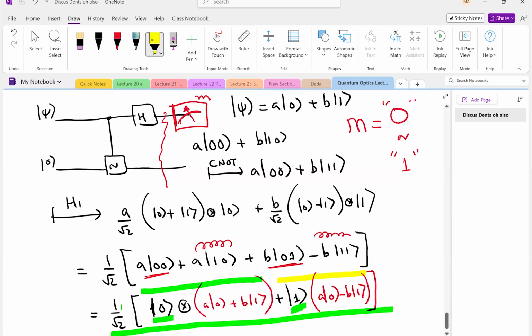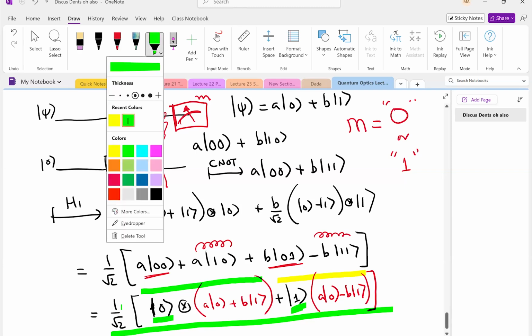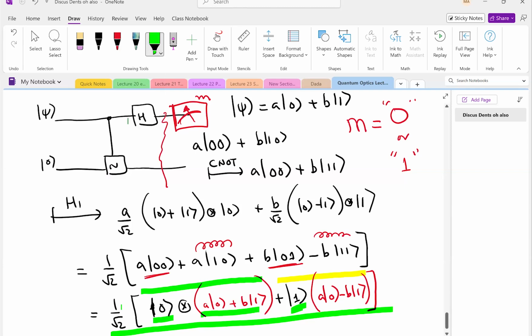If my output is 0, then the qubit here is going to be a replica of psi. If my output is ket 1, my qubit here is going to be this, which is an application of a Z gate on the first qubit. So this is a phase rotation on the first qubit.